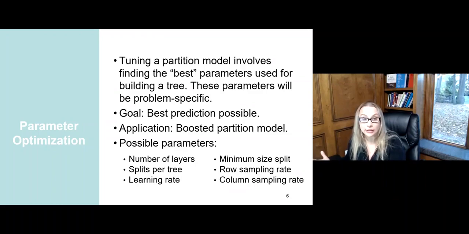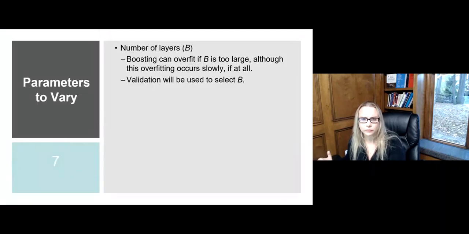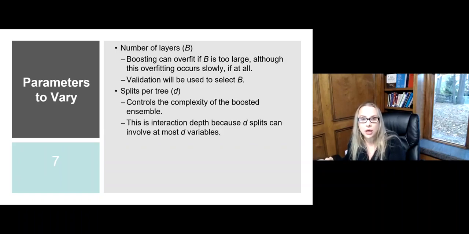So let's look at this a little bit further. The first one we will discuss is the number of layers. Boosting can overfit if B, the number of layers, is too large. Although this overfitting occurs very slowly if it occurs at all. A validation set will also be used to select the optimal number of layers.